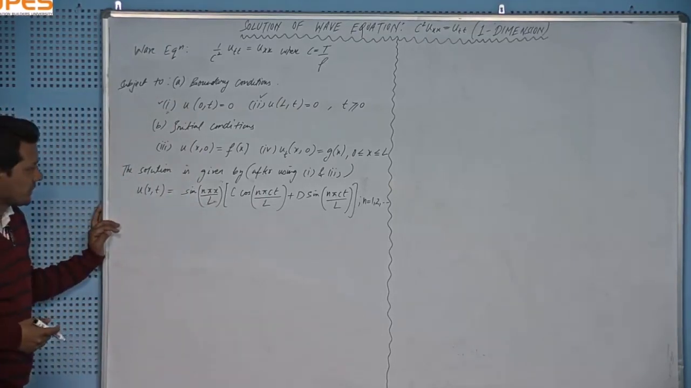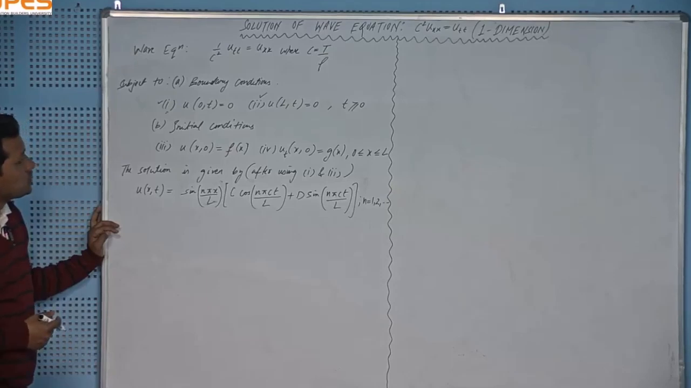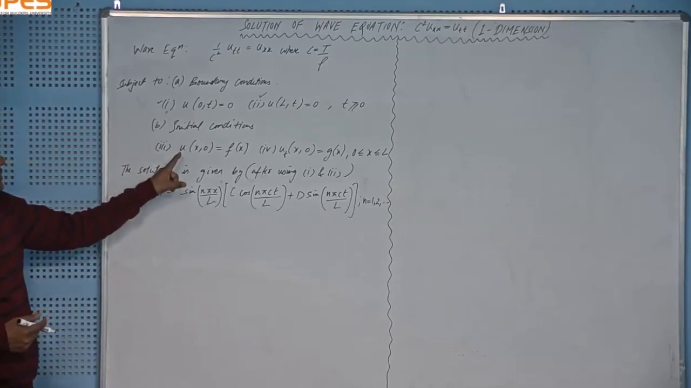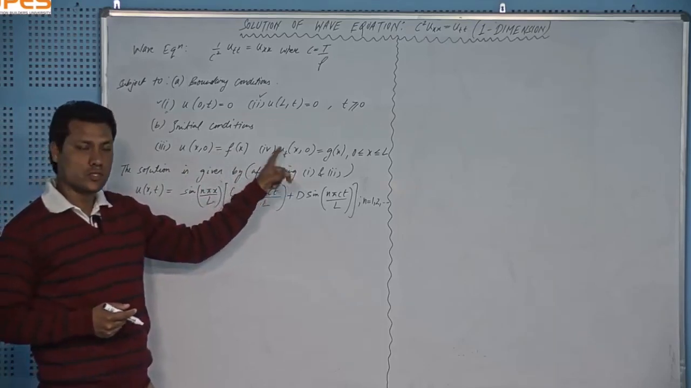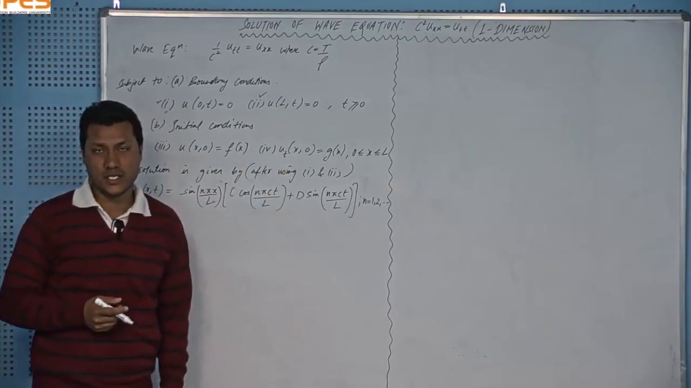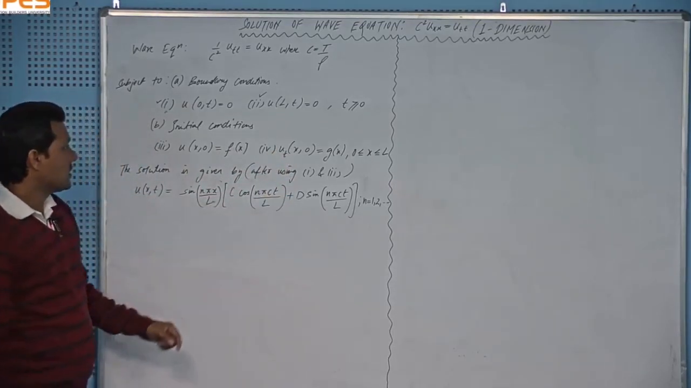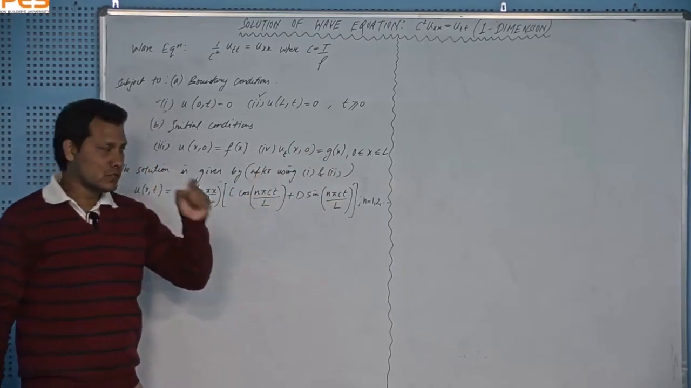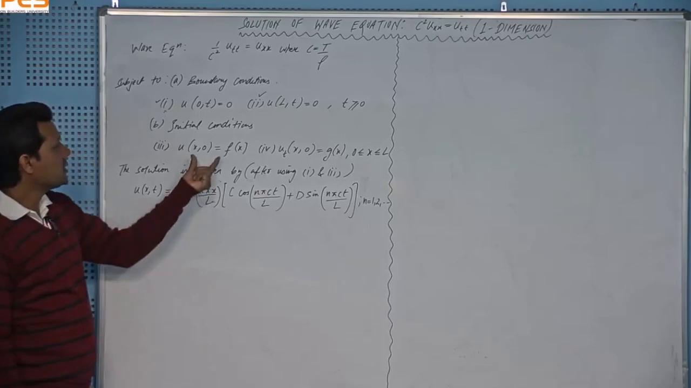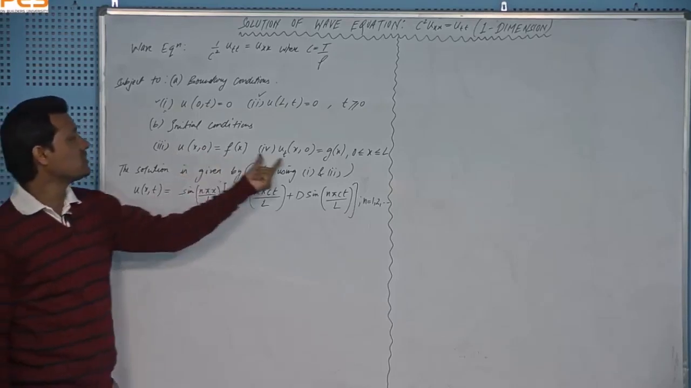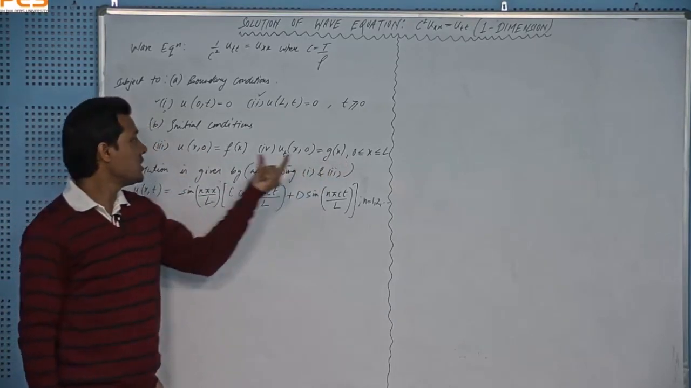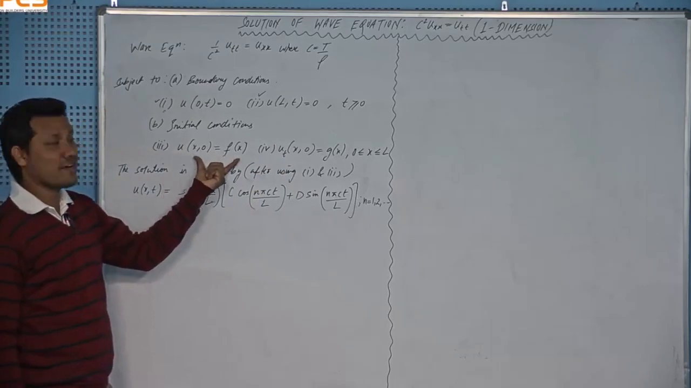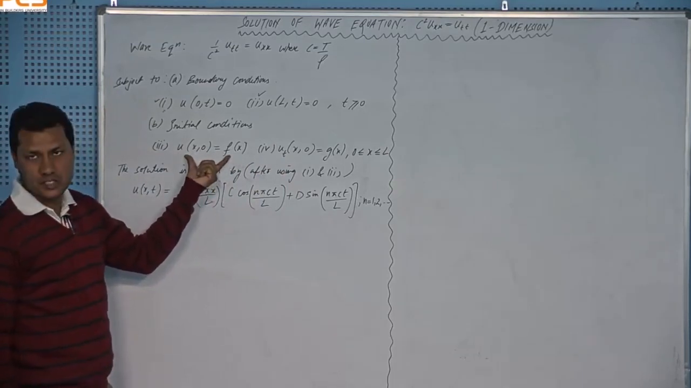That is obvious. Then I should use condition number 3 or 4. Now two or three cases arise. The first case is that this g(x) is equal to 0, meaning the vibrations are produced by giving the initial displacement. This is the displacement, this is the velocity. If g(x) becomes 0, then the vibrations will be given by this f(x) function, meaning the initial displacement.